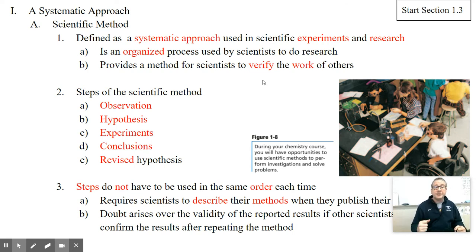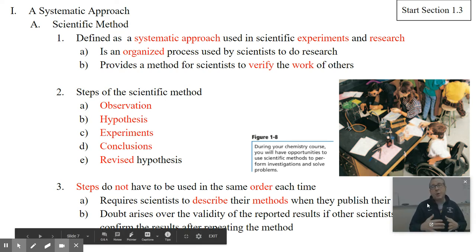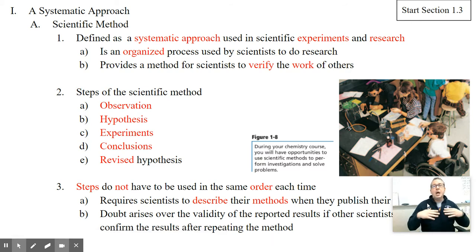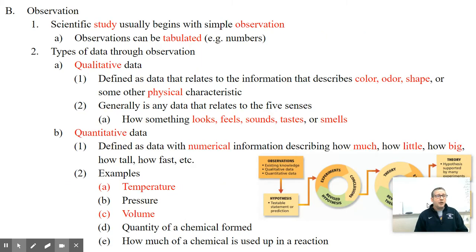It requires scientists to describe their methods when they publish their results. And so the reason why we have this scientific method is so that other scientists, when they try to support your findings with their own experiment, following your steps, can follow and match your process. And when they follow your same steps, they get the same results. We can support your findings in your scientific approach. Okay, let's break these down a little further.